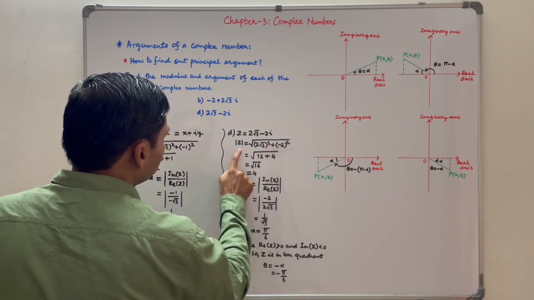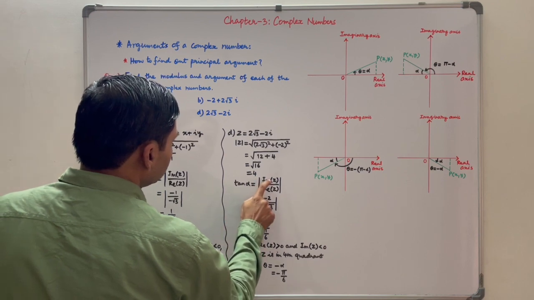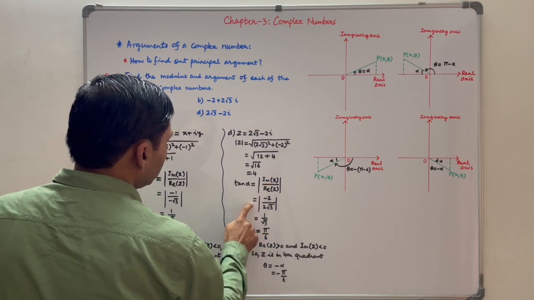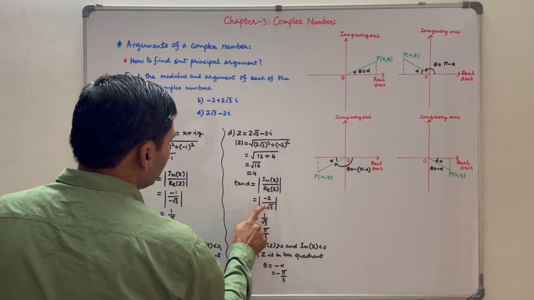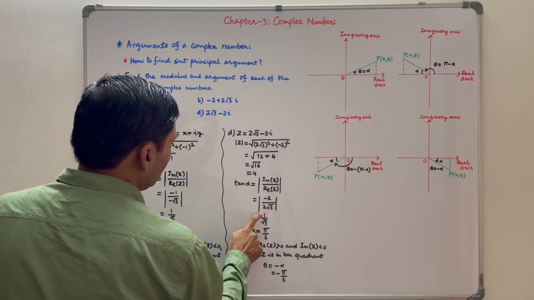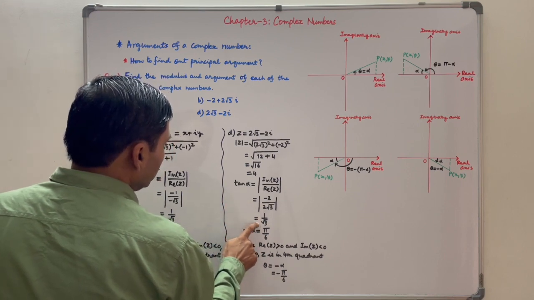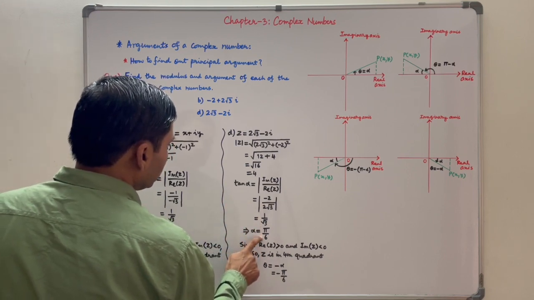So mod z is equal to 4. Tan alpha is equal to mod of imaginary z upon real z, and that is equal to mod of minus 2 upon 2 root 3. Mod is always positive, so that is equal to 1 upon root 3. Tan alpha is equal to 1 by root 3, so alpha is equal to pi by 6.